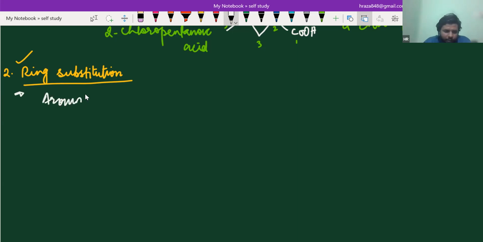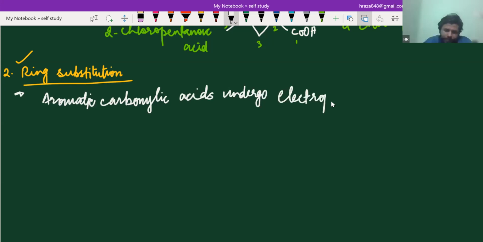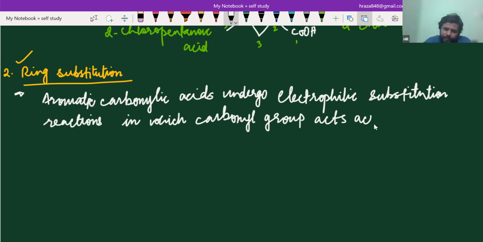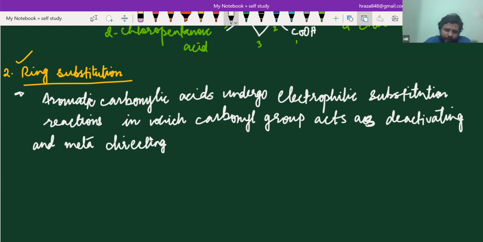Aromatic carboxylic acids undergo electrophilic substitution reactions in which the carboxyl group acts as a deactivating and meta directing group. Meta directing group.